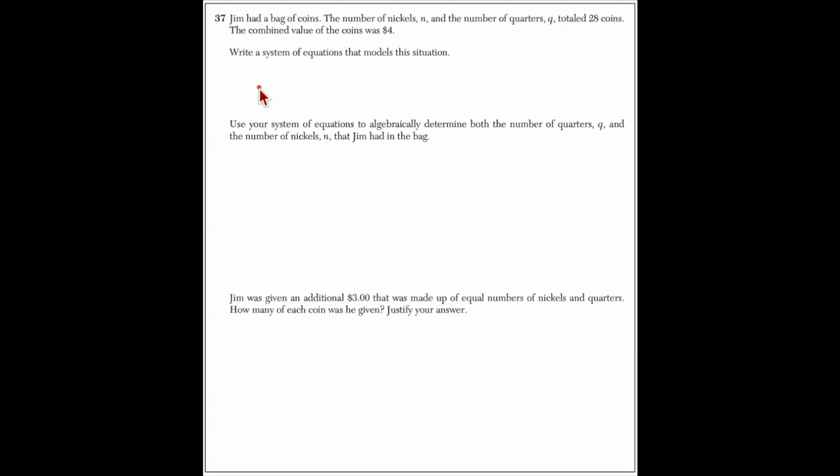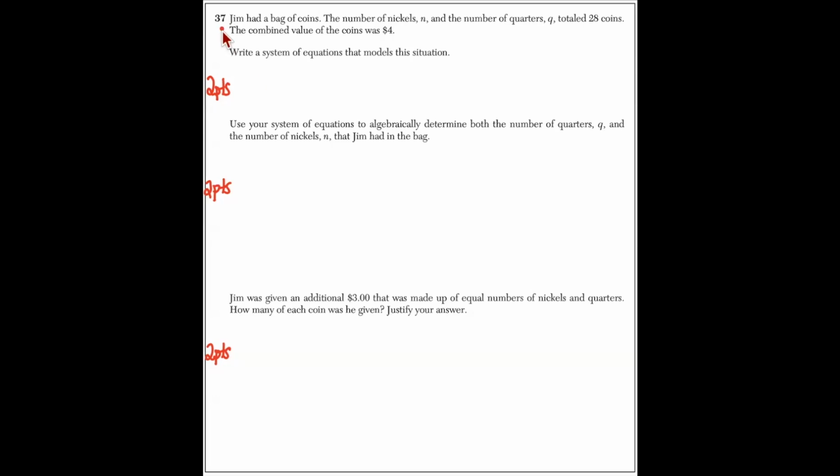Okay, so this is a system of equations question. It's always the last question on the Algebra 1 Regents, and it's a 6-point question. More or less, the way that this is broken down is you get 2 points for writing out your system. You get another 2 points for the second question, and another 2 points for the third question. It can vary slightly from year to year, but that's pretty much the breakdown for the most part.